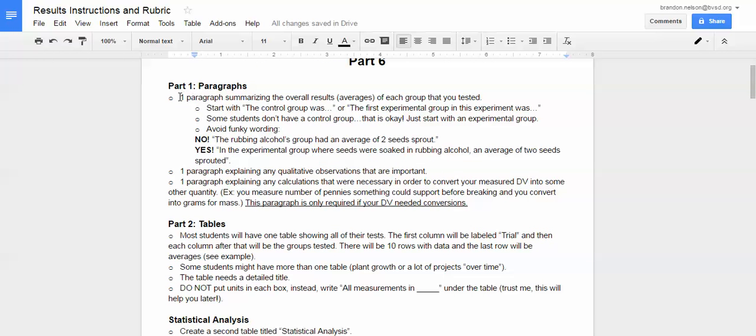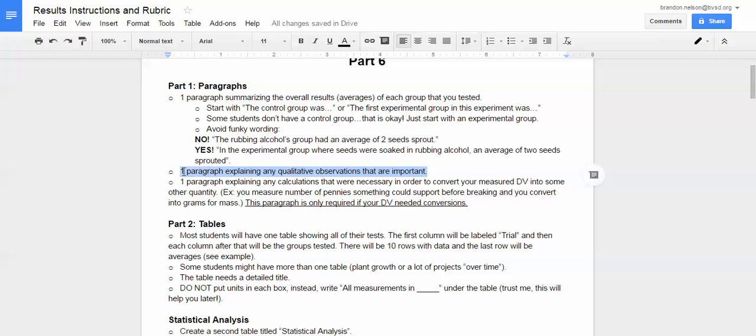After you get done talking about what actually happened as far as some averages, the next paragraph is to talk about any qualitative observations. So remember back when we did this, qualitative is all the stuff that did not include numbers. So you're going to be talking about what color did it look like? Did it make a smell? Was there smoke? Did it leave marks on the test tube? Anything that you think might be relevant but isn't actually one of your dependent variables.